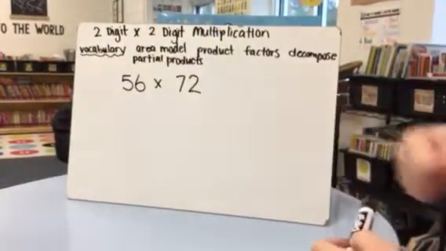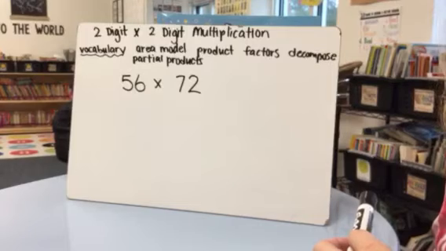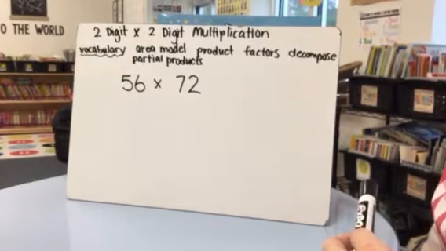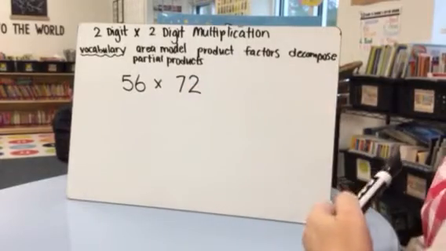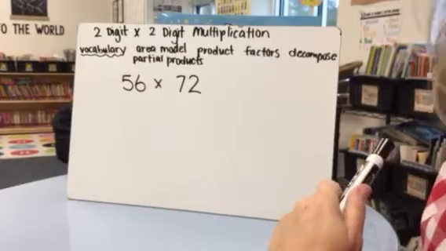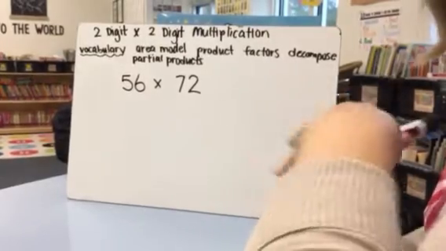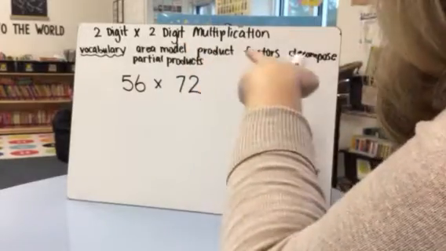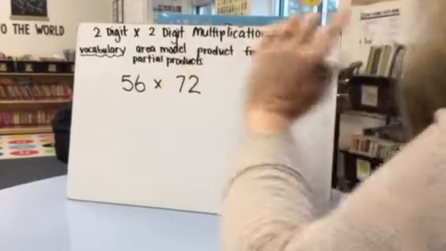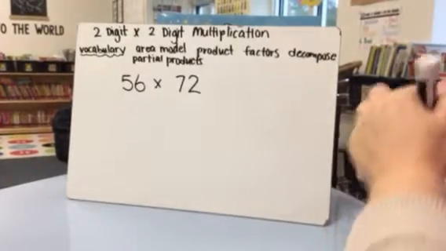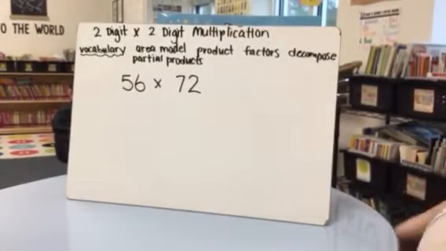I have made a list of vocabulary words that we have been using at school as we work through the process. Knowing what these words mean and how they interact with the problem is very important in 4th grade, and it helps cement the understanding for your 4th grader. So: area model, product, factors, decompose, and partial products. We'll be talking about them as we go along today, and at the end, we'll be checking back in to make sure we've identified all of those parts for you.